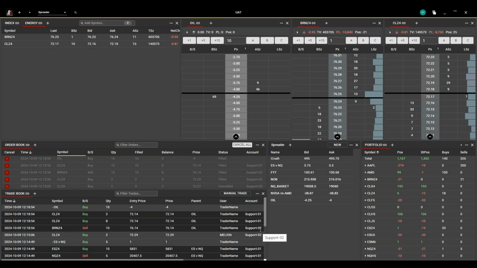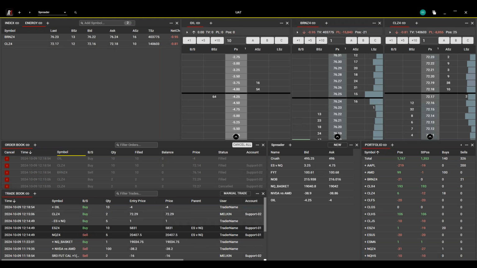And you'll notice that these accounts, I have my CME trades going into my support 01 account and my ICE trades going into support 02. And so I'll talk a little bit more about that when we look at settings. But it's easy enough to create a spread that crosses multiple exchanges, not only within one exchange. And we do see a lot of users trading CME products versus ICE products. It's a very common setup.